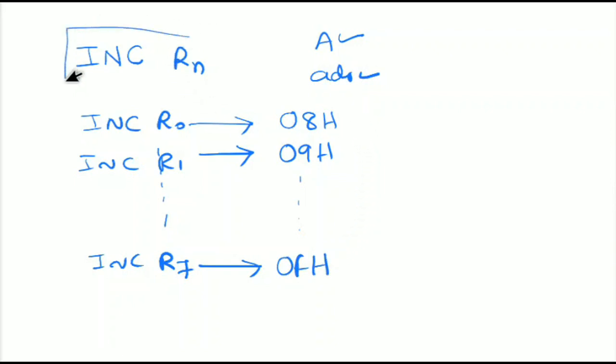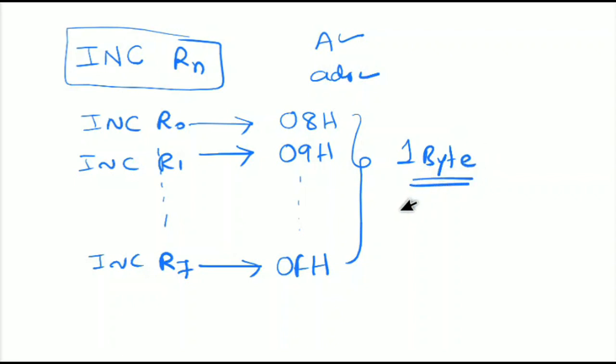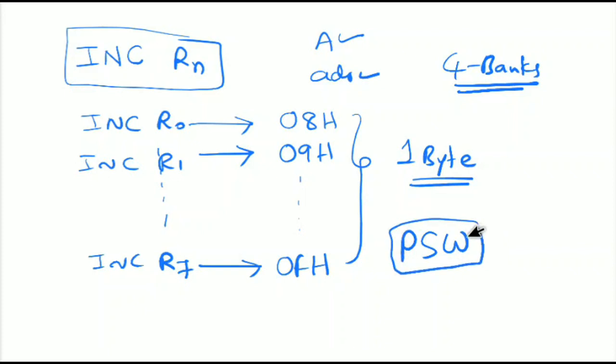and this INC Rn requires only 1 byte. By looking at this, you can mention 1 byte is enough for the machine code, right? And how to identify which bank it is? Because you have 4 banks, and in 4 banks you have these R0 to R7 registers. How to identify the bank of the selected register? By looking at PSW, the program status word register. In PSW you need to look at the 4th bit and 3rd bit. Those 2 bits will give the value of the bank.